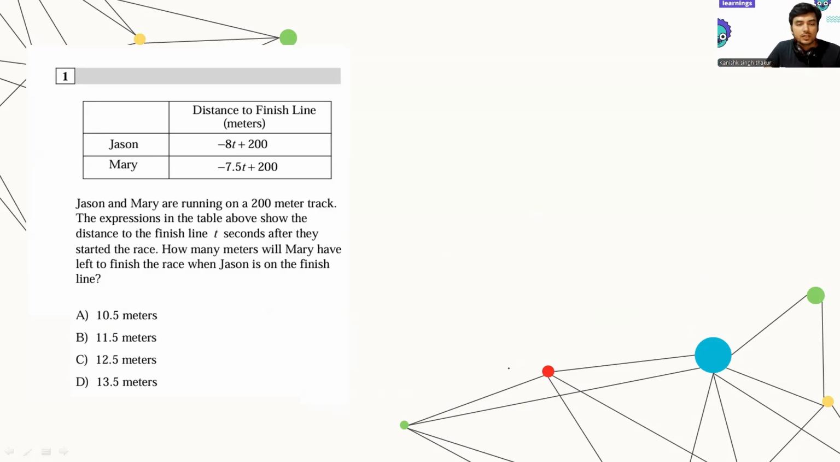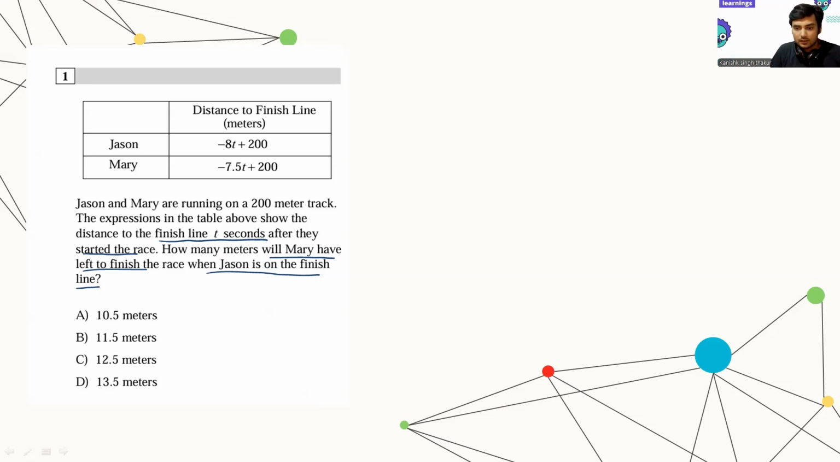Now, here you have this question. Jason and Mary are running on a 200-meter track. The expression in the table above shows distance to the finish line t seconds after they started. How many meters will Mary have left to finish the race when Jason is on the finish line? Okay. So Jason has finished his race. Now at that time, where would Mary be? That's what the question is asking.